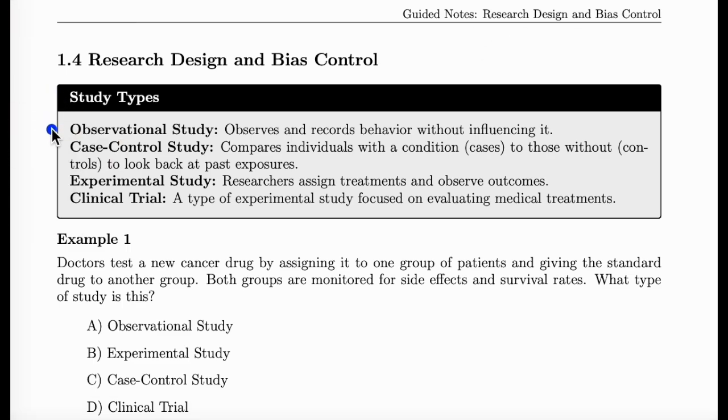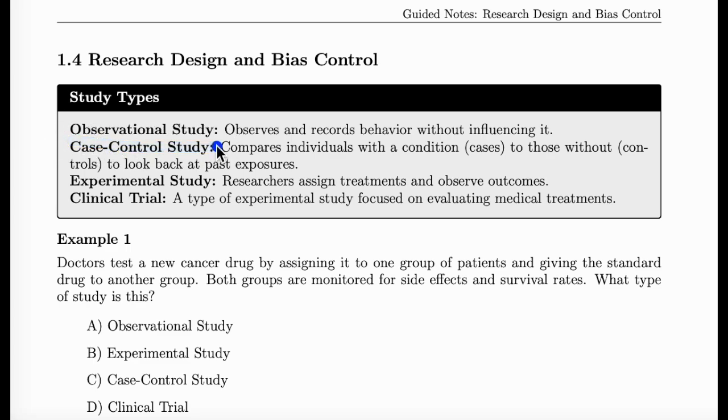So the types of studies we're going to talk about in this class, we have observational study, case control study, experimental studies, and clinical trials. Let's look at observational studies first. Observational study observes and records behavior without influencing the behavior. So, when we're using an observational study, we watch what's already happening without interfering or trying to change anything. That's why it's called an observational study.